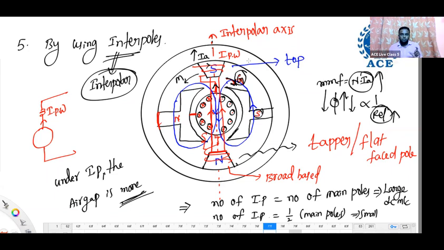Main pole, which is ahead to the interpole. Ahead means in front. In front, which main pole is there? To this interpole, which main pole is there in front? In generator direction, south is there. So south is the answer.